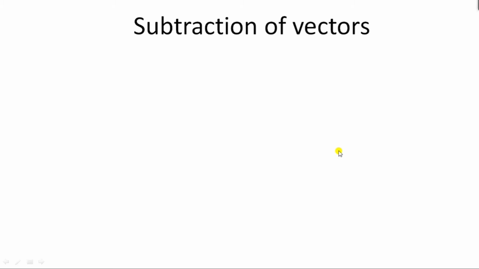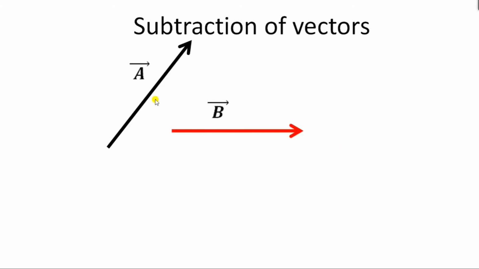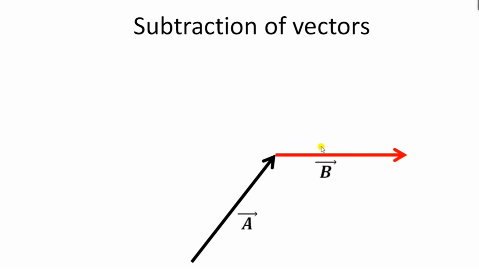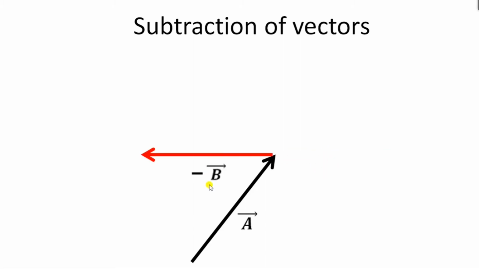Now the subtraction of two vectors. Again I'll take A down here and B here. Now I want to subtract, so I want the negative of B, so I'll just change the direction of B. Now again I can see these are two sides of a triangle and the tip and tail of the two vectors are coming together. That means the third side will give me the resultant vector. So R is equal to A plus minus B, which becomes A minus B.